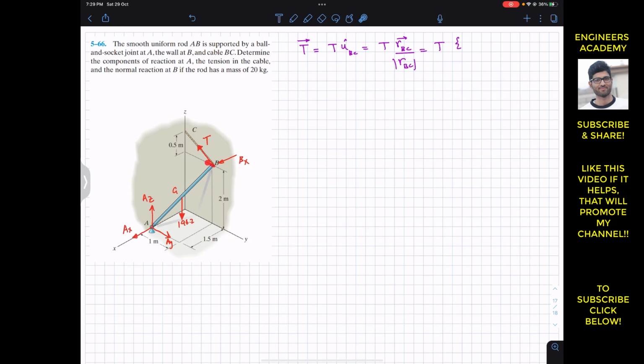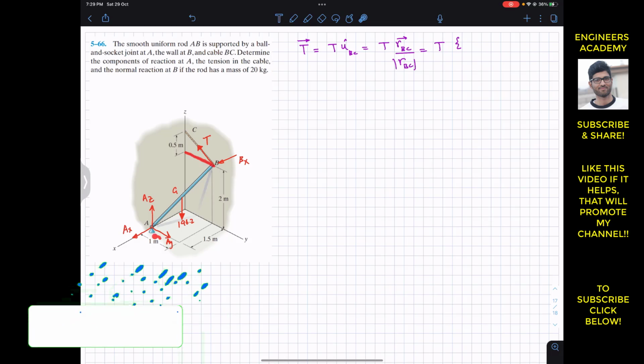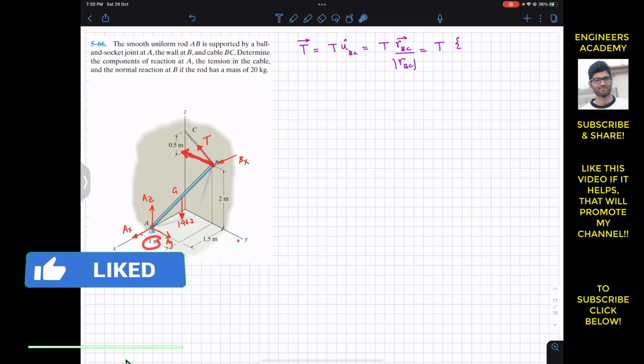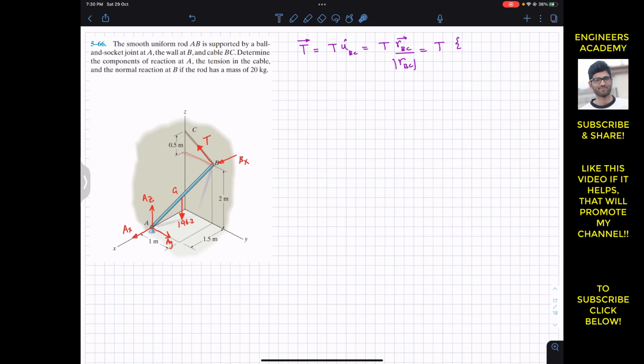From B we need to travel 1 meter in the negative y direction, that is minus 1j. Then from this point we need to travel 0.5 meters in the positive z direction, that is plus 0.5k. So when we travel from B along y and then along z, we reach point C. There is no need to travel along the x direction, so the i component of the position vector from B to C is 0.